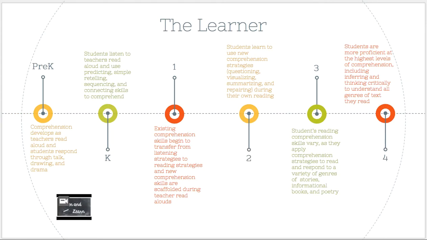Next, we're going to look at the learner. And we have broken down reading comprehension through pre-K to 4th graders, and I've given a summary of what is developmentally appropriate for a child in this age and stage. Click on the Listen and Learn podcast to hear this information.